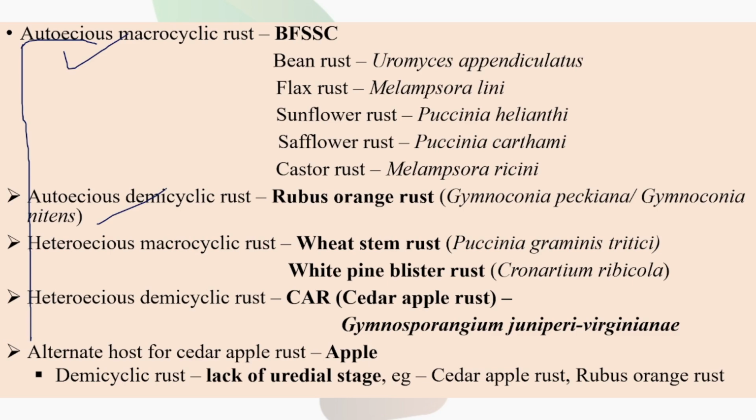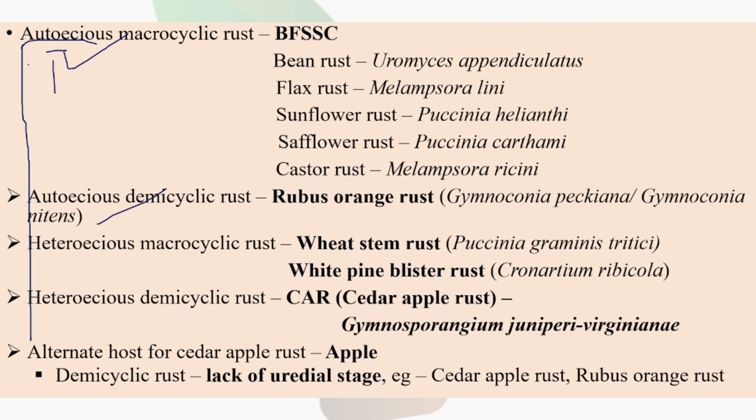It starts with autoecious, macrocyclic. Single host, all spores are present, all five. Yeah, keep on continuing. Next one, autoecious, demicyclic. Single host, uredospores are absent. Please continue. Heteroecious, macrocyclic. Different hosts, five spores. Yeah. Heteroecious, demicyclic. Demicyclic means uredial stage is absent. Yeah, exactly. So examples I have given.